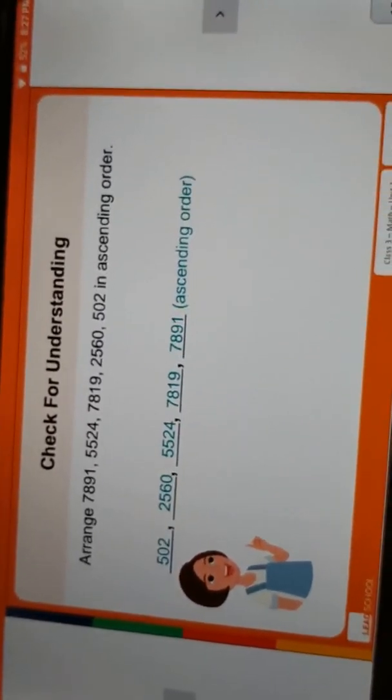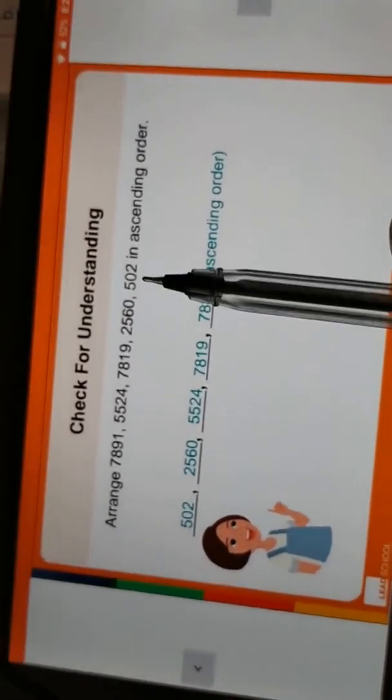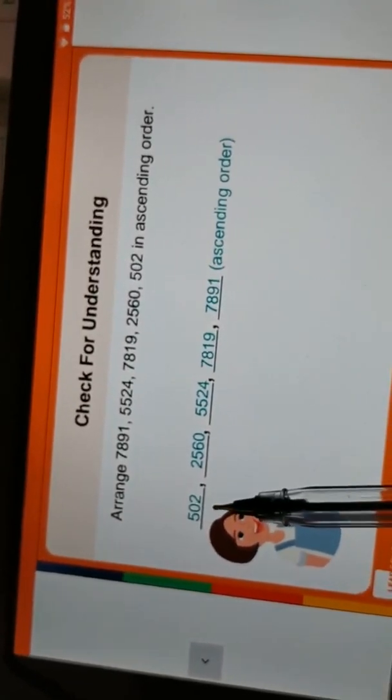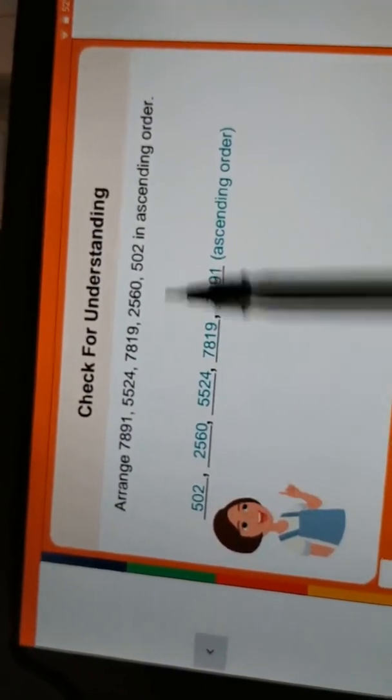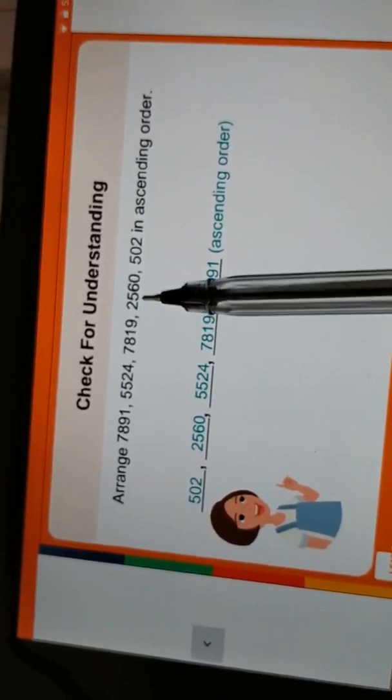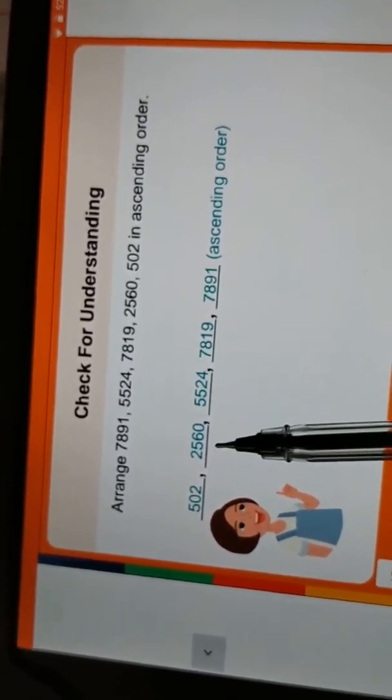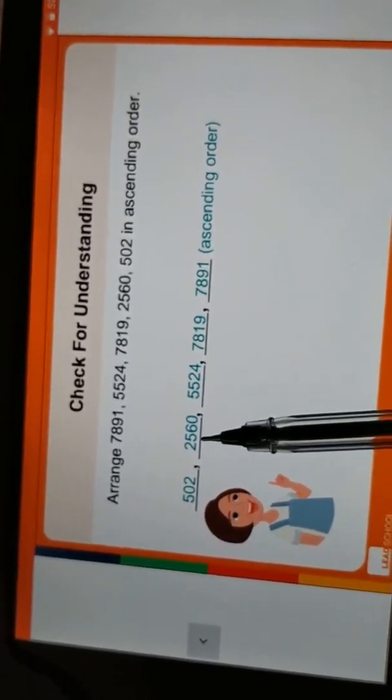So let's check. Now look at this, 502 is the smallest number, so we have to write it in the first blank. 2516, second smallest, we have to write there.